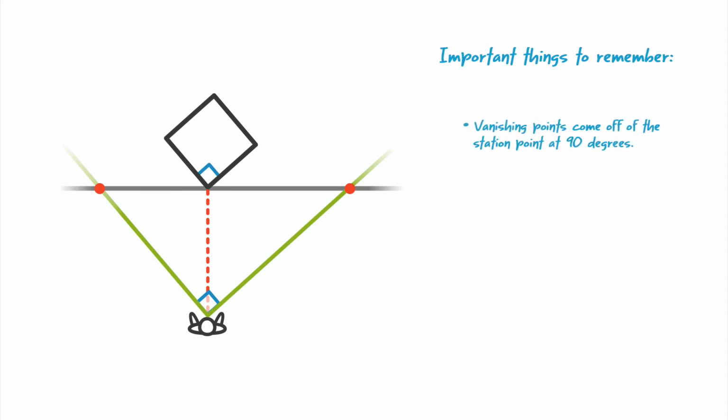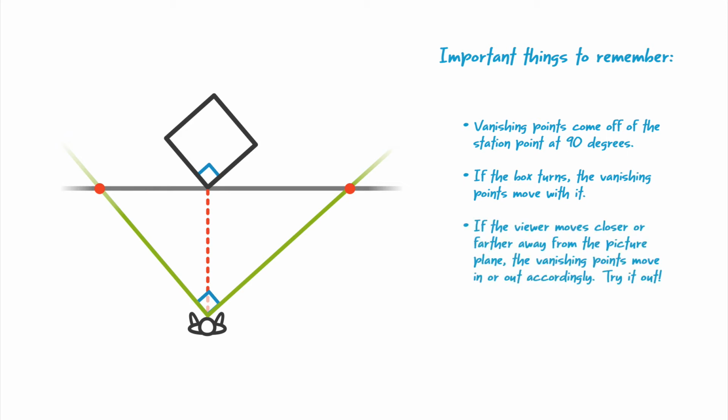First, the lines that come out of the station point will always make a 90-degree angle. This is a really important thing to remember. Other things to know: if the box turns, the vanishing points move. If the viewer moves back, the vanishing points spread out, and if the viewer moves forward, the vanishing points move in. Even though we're looking at things from the top, everything works the same way when we're drawing.